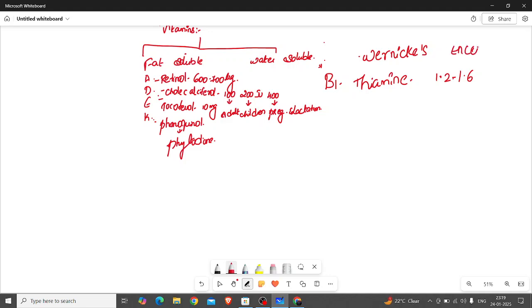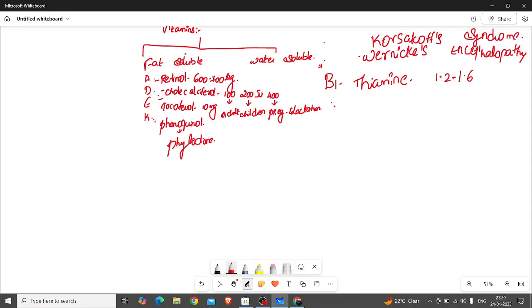Wernicke's encephalopathy. Korsakoff syndrome. It is mainly seen in these chronic alcoholic patients. It is all about vitamin B1, thiamine.